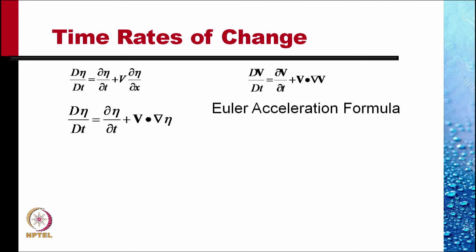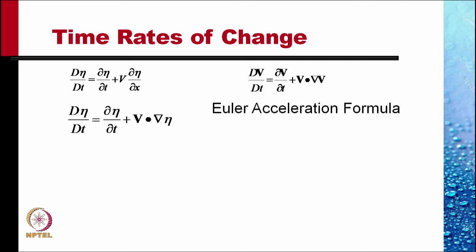The term on the left gives you the actual acceleration of a particle. This is a material description, a Lagrange description. The first term on the right is the local rate of change of velocity, and v dot del v is the convective rate of change of velocity, or the convective acceleration. The material acceleration is local acceleration plus the convective acceleration.